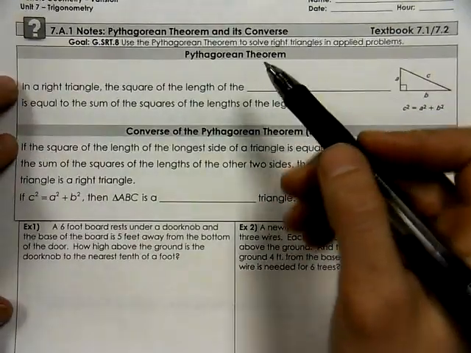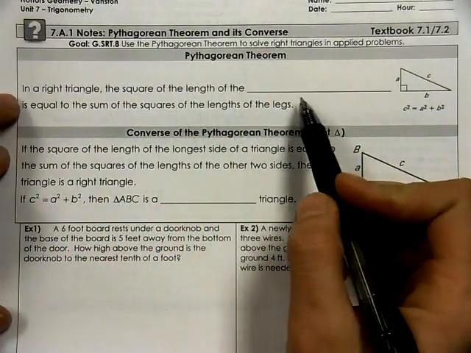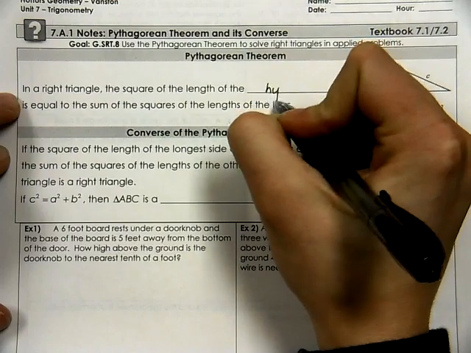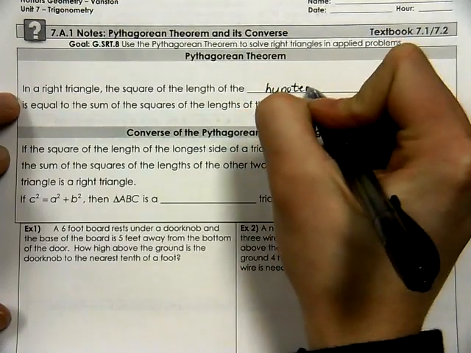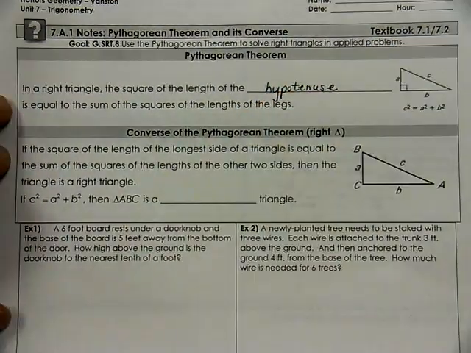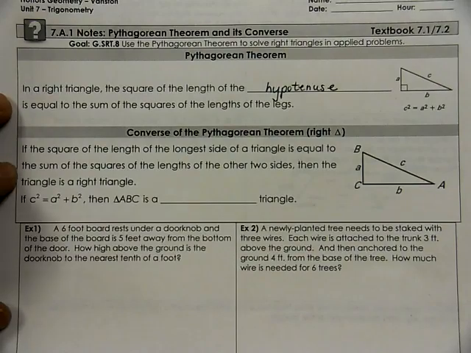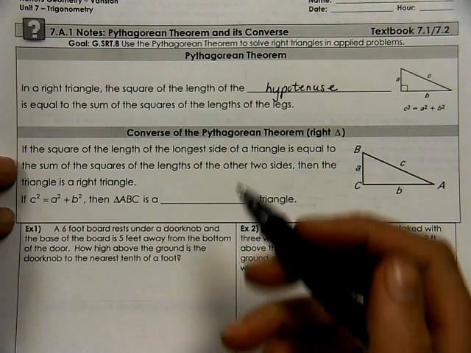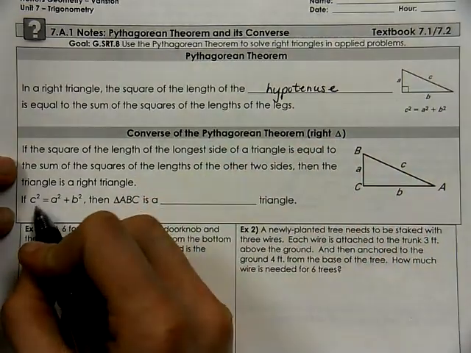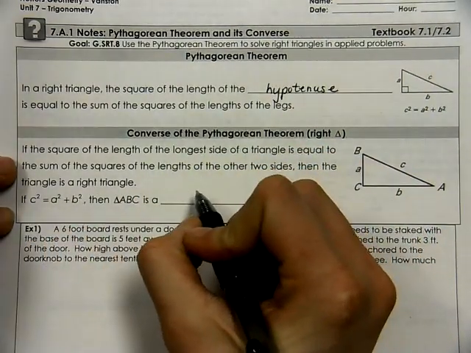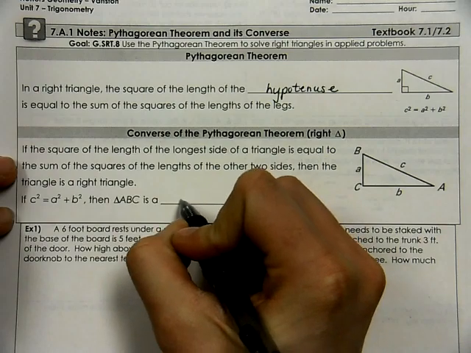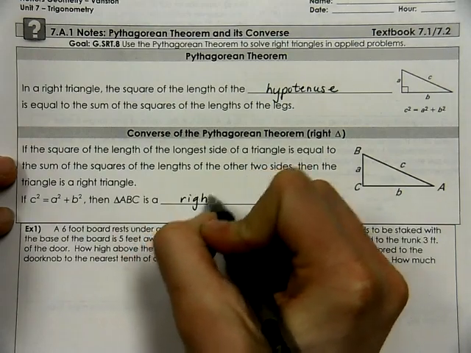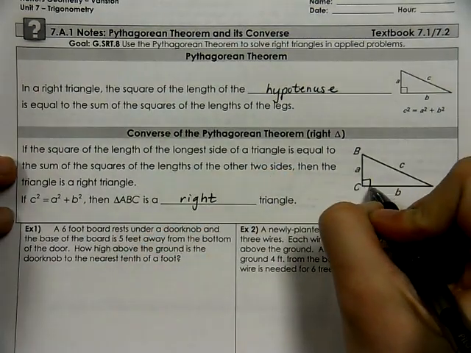So, just to review the Pythagorean theorem, in a right triangle, the square of the length of the hypotenuse is equal to the sum of the squares of the lengths of the legs. The converse would then be switching the hypothesis and conclusion. So if we know that c squared equals a squared plus b squared, then triangle ABC is a right triangle. So we can draw in a right angle there.